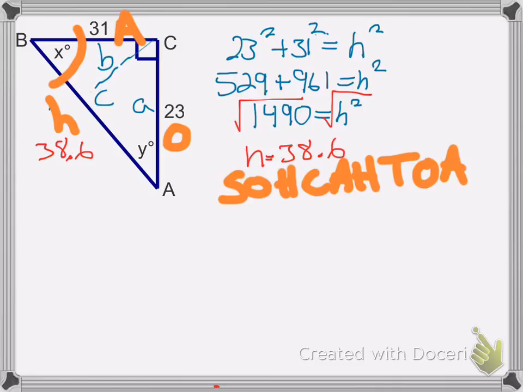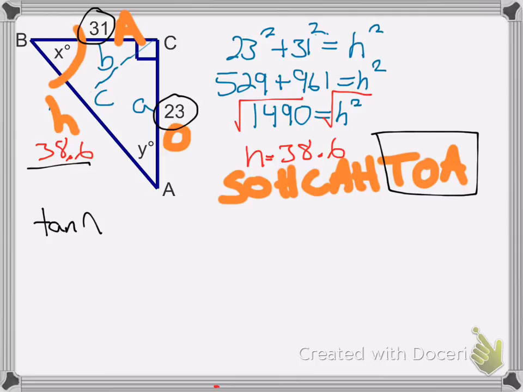Since we know all 3 sides, it doesn't matter which function we use. Pick one, go for it, you'll be okay. I choose to use the tangent function. I want to use tangent because the 23 and the 31, those are given to me. The 38.6, I had to do a little bit of work and round. Don't always like to use rounded numbers. Tangent of X, our angle, equals the opposite over the adjacent.